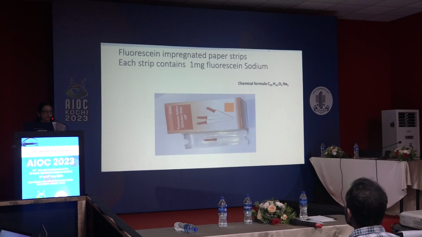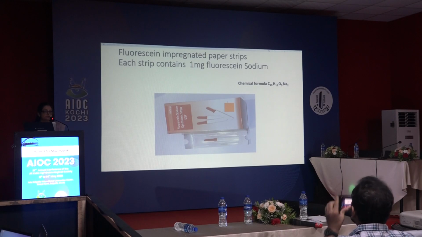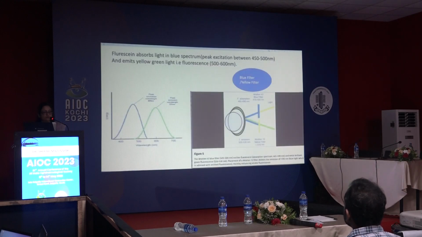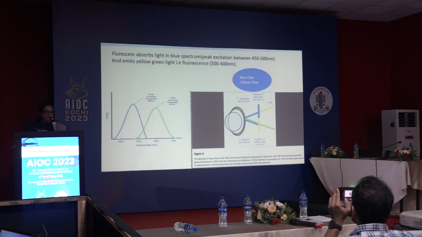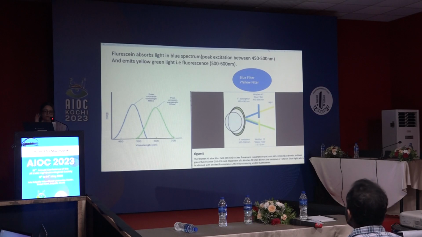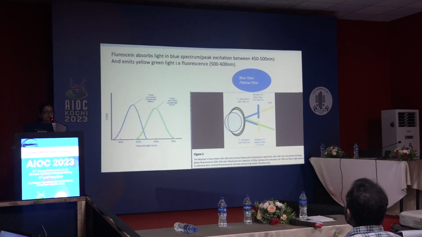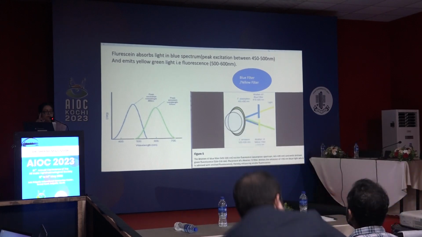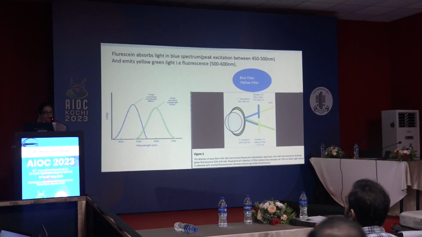The most common form in which we use fluorescein dye is the single-use fluorescein-impregnated strip, and each strip contains 1 milligram of fluorescein sodium. So what is the mechanism of action? Fluorescein absorbs light in the blue spectrum, and that's why we use a blue filter for excitation. When it gets excited, it emits yellow-green fluorescence, which you can see through the blue filter also. But if you really want to enhance fluorescence, you will have to place a yellow filter in front of the eyepiece.